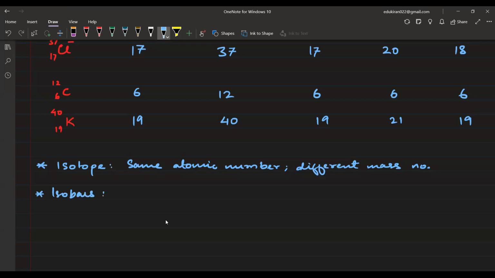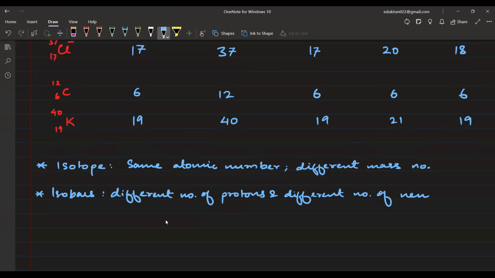Okay. Then there are isobars. What are isobars? They will have different number of protons and different number of neutrons, but same mass number.